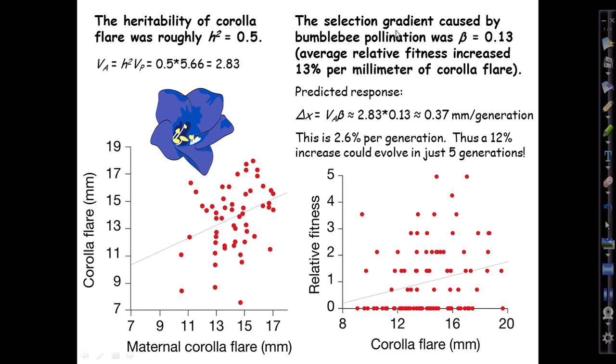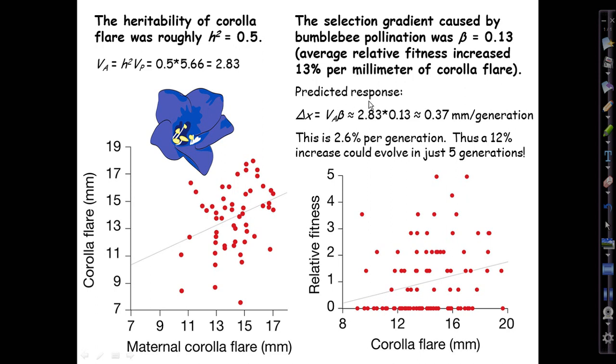Then, from her caged bumblebee experiment, she was able to show that there was a positive selection gradient of 0.13 caused by bumblebee pollination. That is, the average relative fitness of plants increased by 13%, 0.13, per millimeter of corolla flare. The beta has units, which are fitness increased relative to the phenotype, with the phenotype measured in its natural units, which in her case is millimeters.